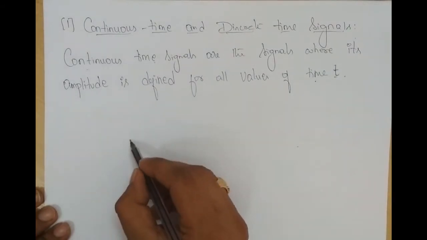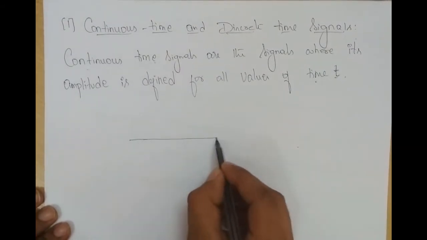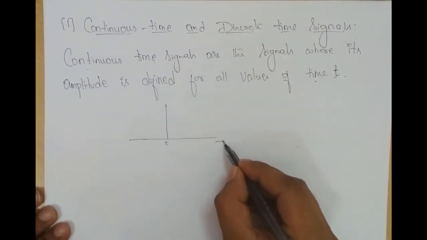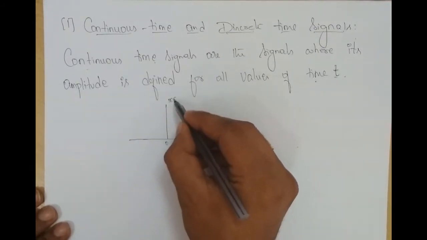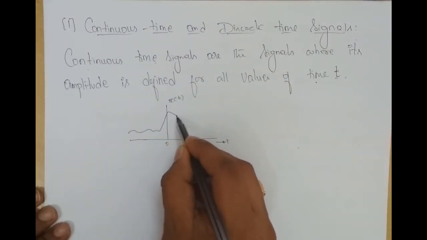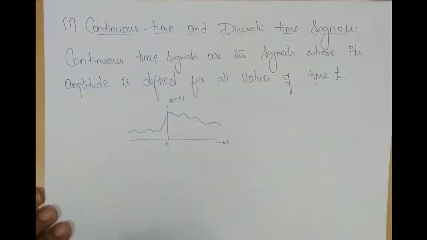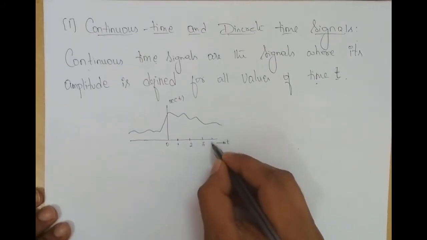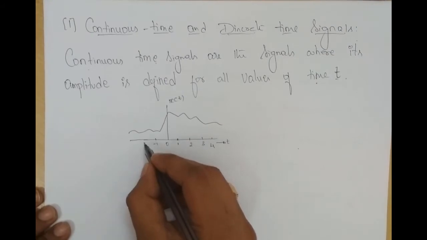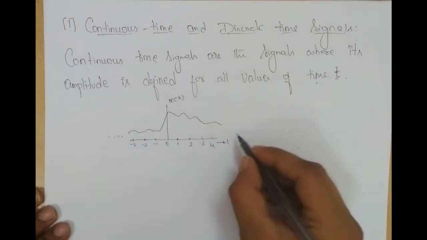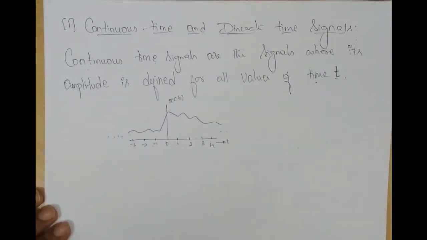So let me try to convince you with a graphical representation of the signal. Let's say this is 0, this is the independent variable t, and the amplitude is dependent upon the time t. Say I have a signal something like this. So this is 1 second, 2 second, 3 second, 4 second. This is -1 second, -2 second, -3 second, and this goes on till -infinity. This goes till +infinity.